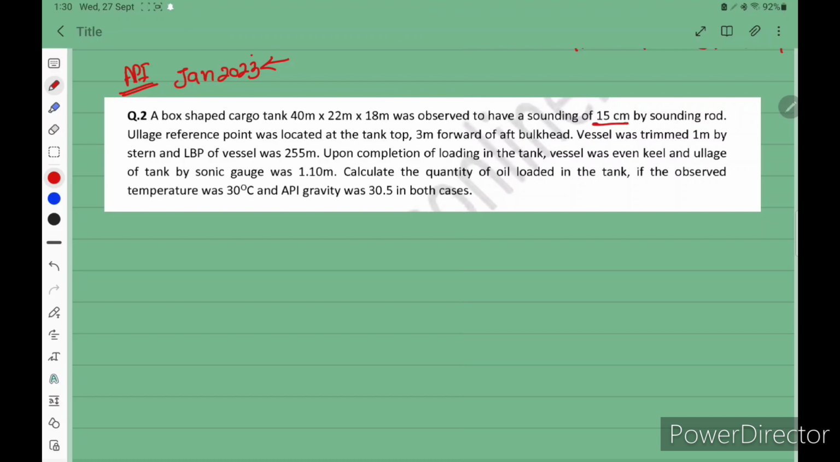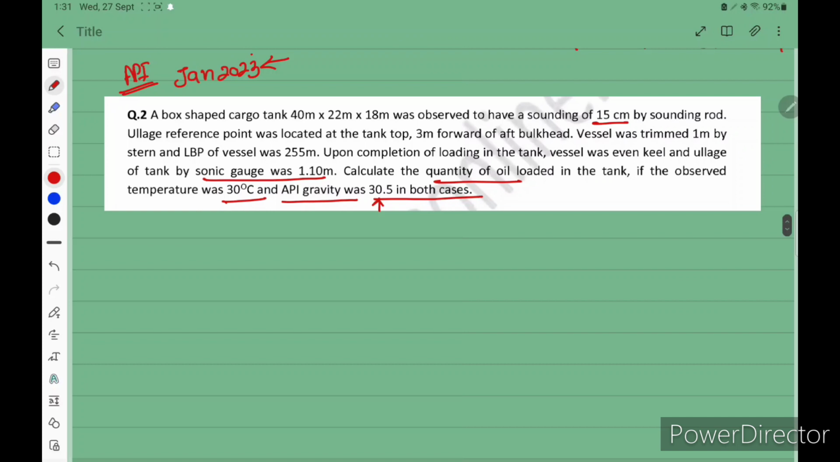By sounding rod, the reference point was located at the tank top, 3 meter forward of the aft bulkhead. Vessel was trimmed 1 meter by stern and LBP was 255 meter. Upon completion of loading in the tank, vessel was even keel and the ullage of the tank by sonic gauge was 1.10 meter. Calculate the quantity of oil, that means mass of oil, loaded in the tank if the observed temperature was 30 degrees centigrade and API gravity was 30.5 in both cases.